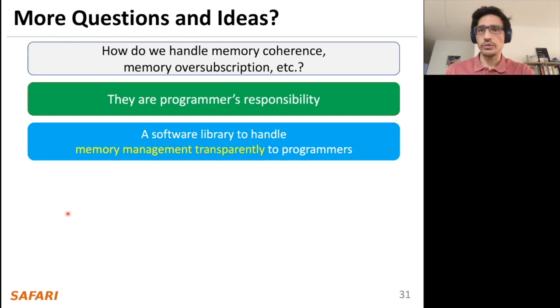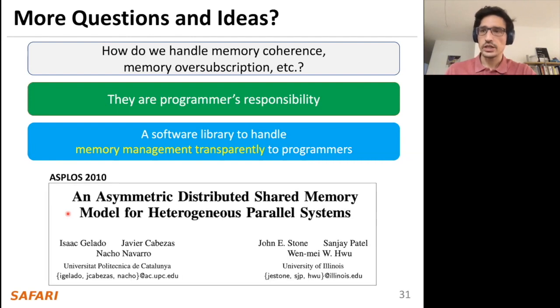But at some point, it will be nice to have some sort of software library that can handle this memory management transparently to programmers. And there is some preliminary work, for example, in the field of GPUs. We have this paper from ASPLOS 2010, which was somehow the seed or the pioneering work for what is called these days the unified memories in heterogeneous systems with GPUs and CPUs, not only for NVIDIA GPUs, but also other vendors, like for example, with the HSA architecture.